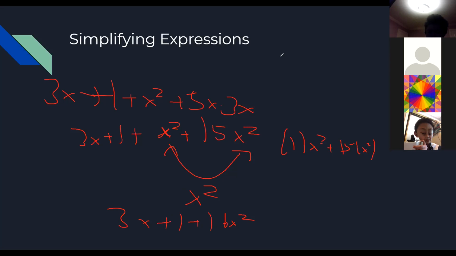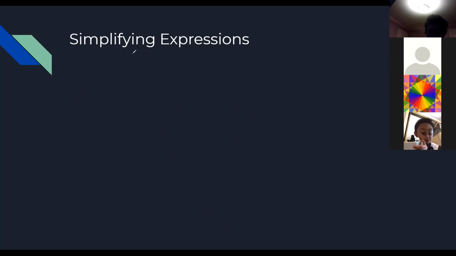Now, if we had an expression such as this one, 5x minus 3 divided by x plus 1 plus 2 over x minus 3 plus 7x. What's the simplification of this expression?